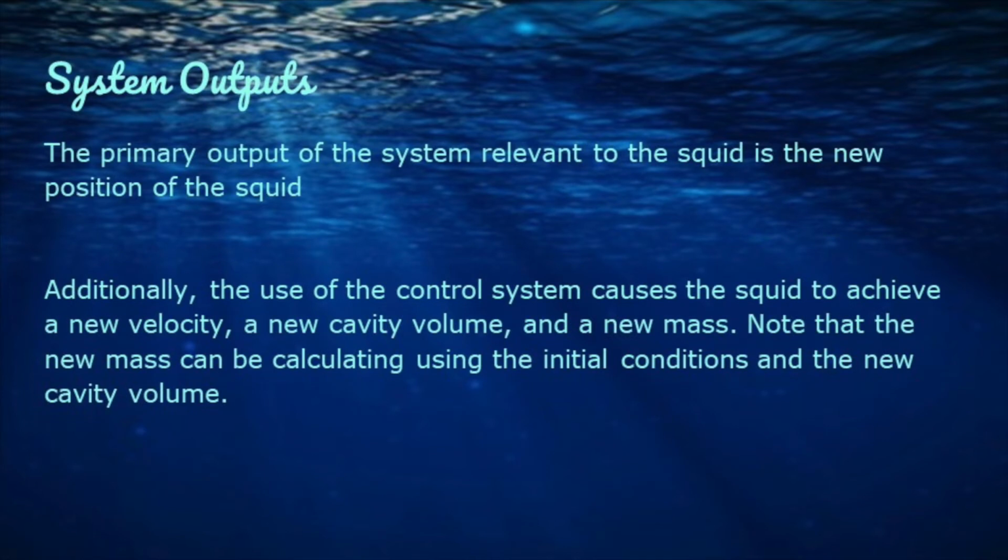In our system, the primary output is the squid's new motion relative to the squid. Additionally, other terms that are used as outputs include new velocity, new cavity volume, and new mass. Note the new mass can be calculated using the additional conditions and the new cavity volume.